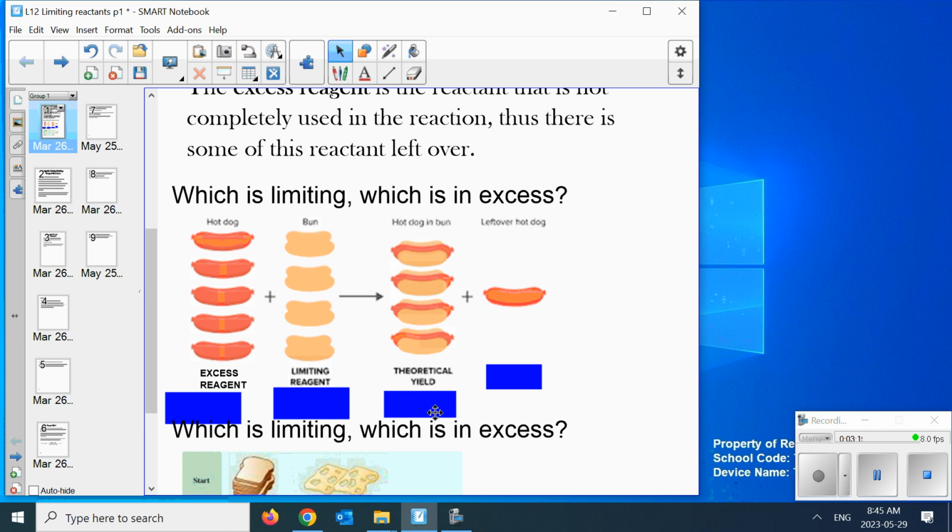I'm putting down theoretical yield. In theory, you should be able to make 4 complete hot dogs to serve. And the excess reactant that's left over, again, is 1 hot dog extra.